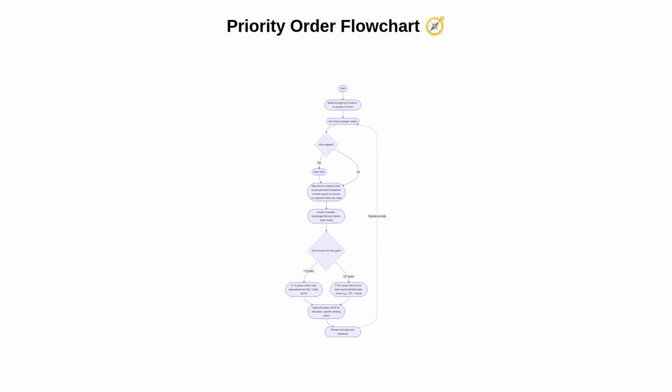This flowchart maps the order of operations. First, build an emergency fund of 3 to 6 months of expenses in a high-yield savings account. Next, capture any free money through your 401k employer match. Then, if eligible, max the HSA. After that, choose between maxing an IRA or continuing to max the 401k, deciding traditional versus Roth based on your current tax bracket relative to your expected future bracket.